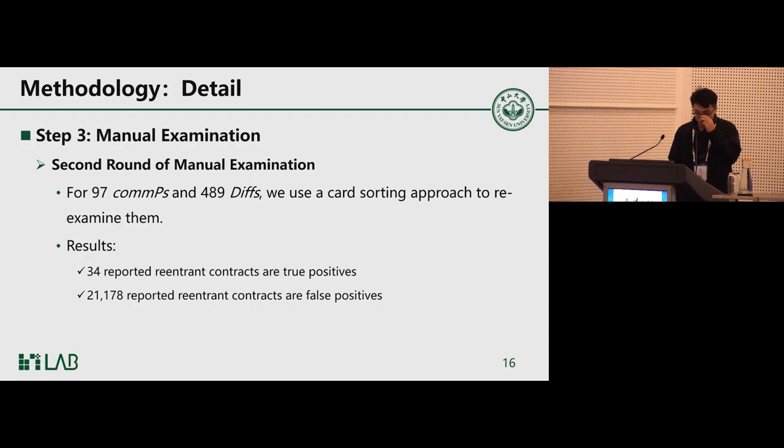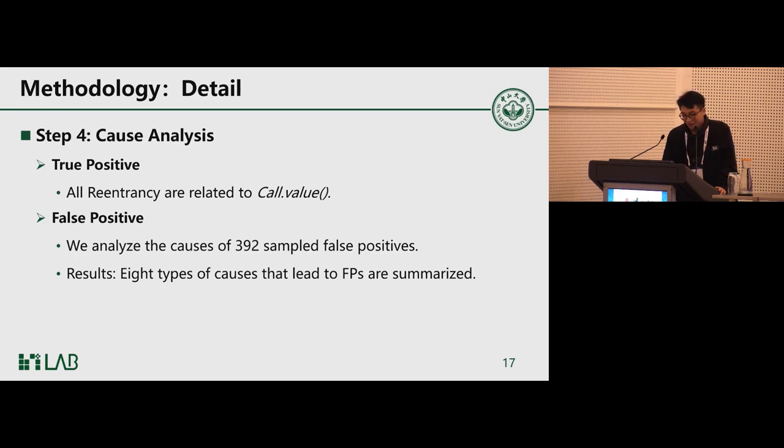As for the disputed contracts, we use a card sorting approach to examine them. Finally, we obtain 34 reentrant contracts as true positives and the others are false positives. Next, we analyze the causes of true positives and false positives. For true positives, we find that all reentrancy is related to the call value function, which means that the reentrant contracts use this function to call external contracts and the external contracts perform reentrancy.